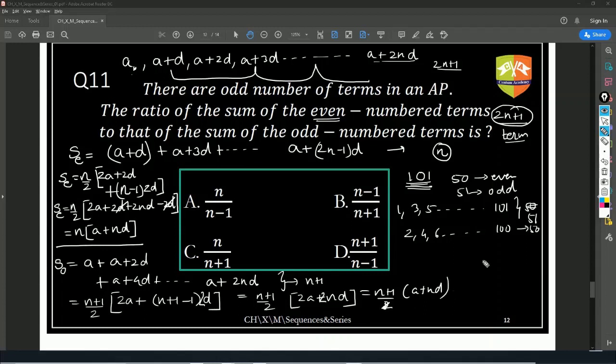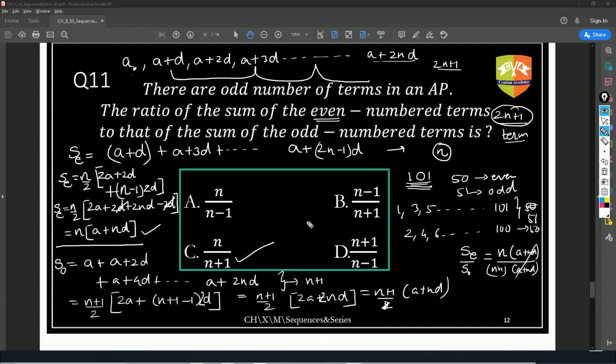Is it okay? So what was the question? The question was to find out SE by SO. So tell me, what will that be? N into A plus ND divided by, sorry, SO is N plus 1 into A plus ND. So these two will go.